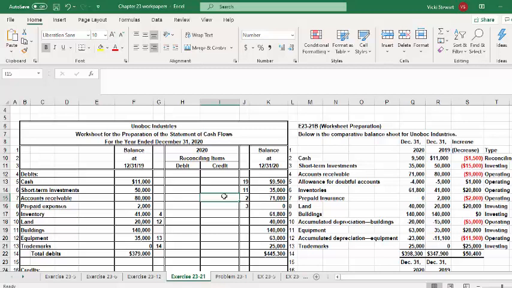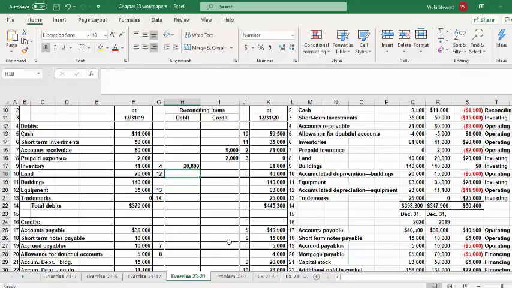accounts receivable. And we see that accounts receivable decreased from 19 to 20 by $9,000. So we're going to include that in the credit column. Next, we see that prepaid expenses also decreased by $2,000. So again, that would be in the credit column. Inventory increased from 19 to 20 by $20,800, so that would be a debit.